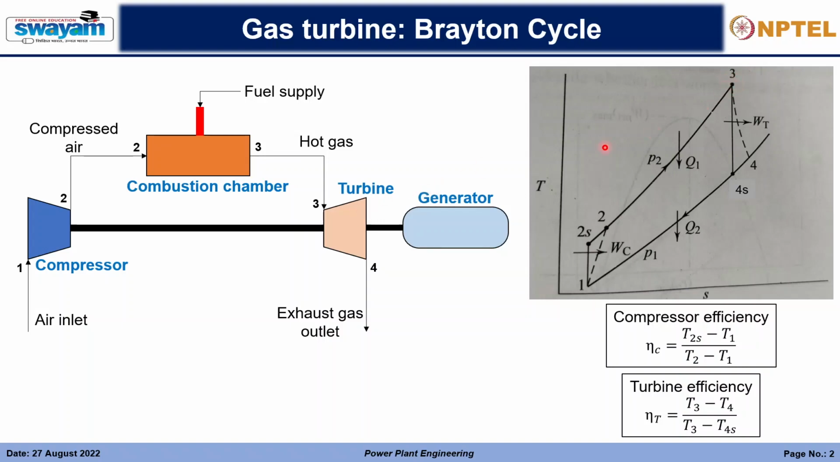Then process 3 to 4 happens inside the turbine, where the hot gas expands and imparts its kinetic energy to the turbine blades, and accordingly the turbine blades move. Here also there is an efficiency associated with this process, which leads to an increase in entropy, and it is not making the process isentropic as is theoretically assumed. So the process now moves from 3 to 4 rather than 3 to 4s.